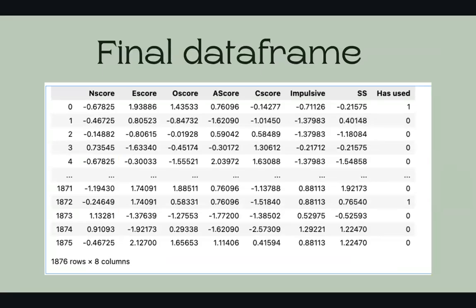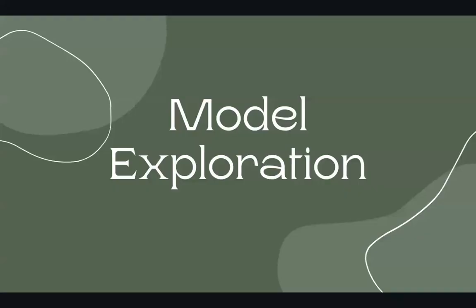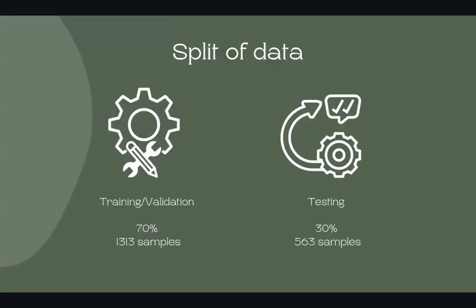Then I dropped the demographic data since my focus was solely on personality, and finally, this was a clean data frame with each sample containing 7 numerical features aimed at predicting the target value. Now we can move to the model exploration part. For the first 3 models, I split the data into 70% for training and validation and 30% for testing.